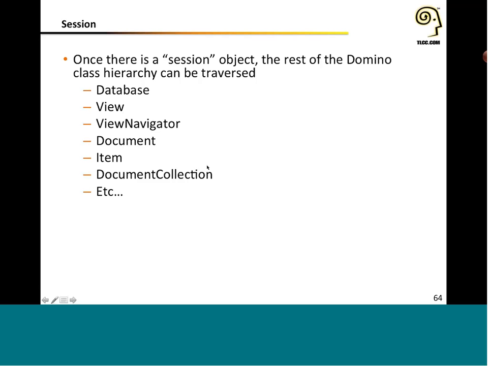Okay. Now, once I've got that session object, then the rest of the Domino class hierarchy can be traversed. Database, view, view navigator, document, item, document collection, and you will find that syntax is surprisingly identical to any Lotus script you might have written. As a matter of fact, when I am converting existing Java agents and Lotus script agents into Java code, I copy and paste the code directly in, once we've got to the database object. And then I simply edit the syntax.